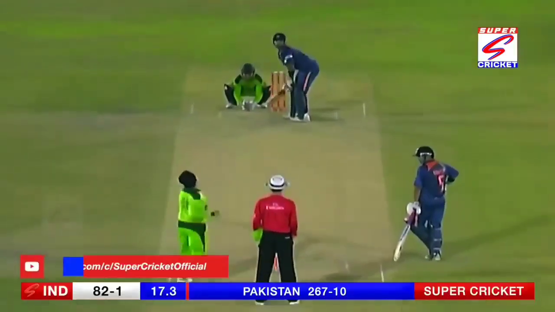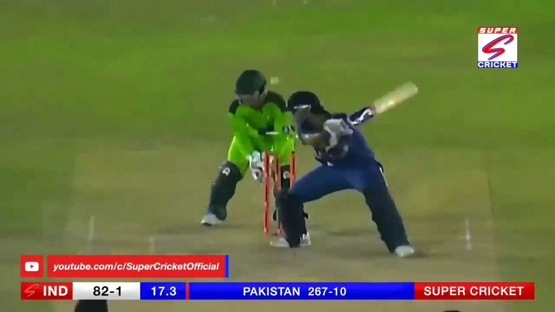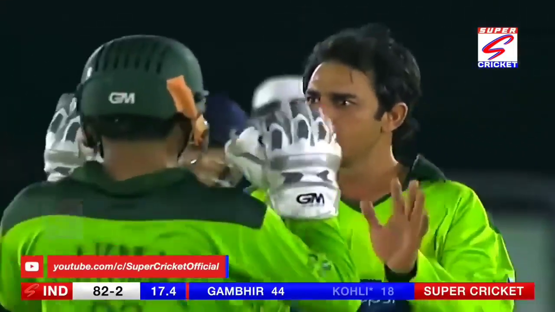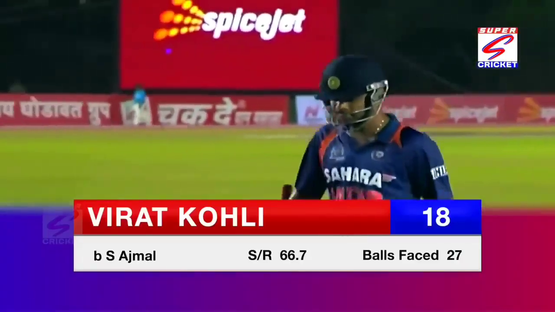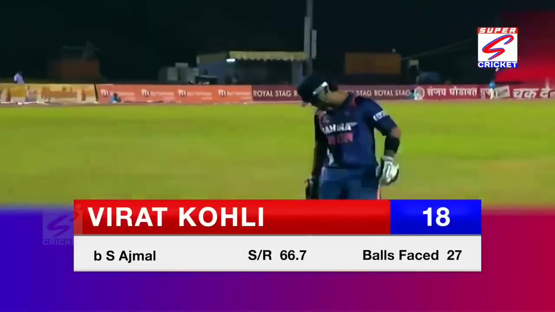Anyway, Pakistan's going to get back into it. That one stayed low. Virat Kohli, unlucky in the end. Ultimate sacrifice of a wicket. They get a wicket. Kohli gone for 18. India now 82 for 2.